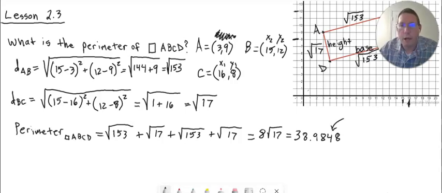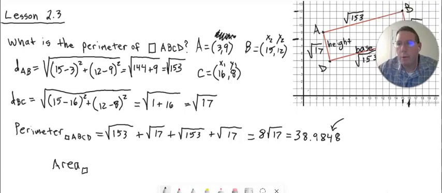On the worksheet, this can be your answer. This can be your final answer. Use the calculator. Okay. So the perimeter of this rectangle is 38.9848. Okay. All right. So now we want to do the area.